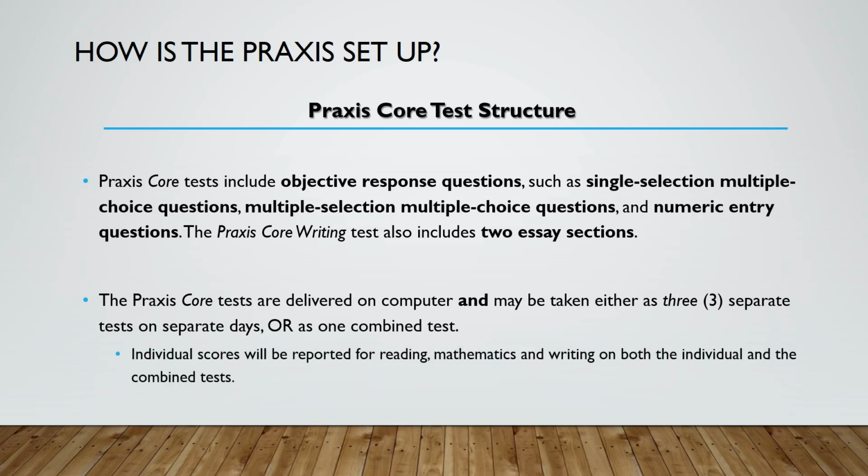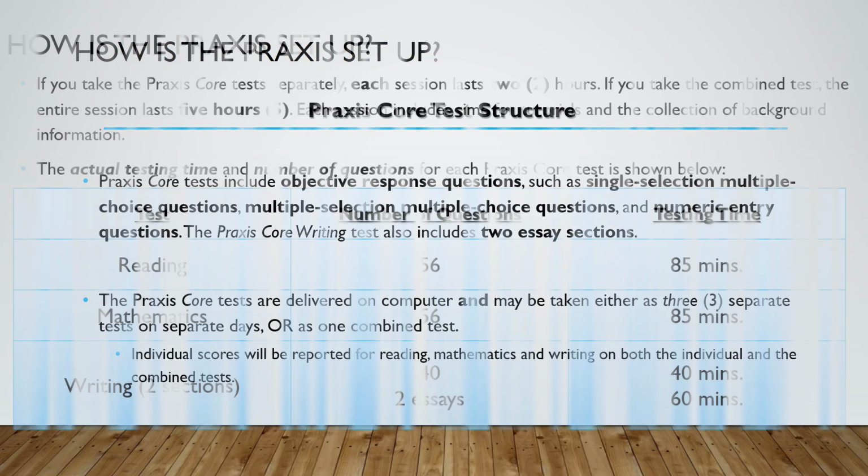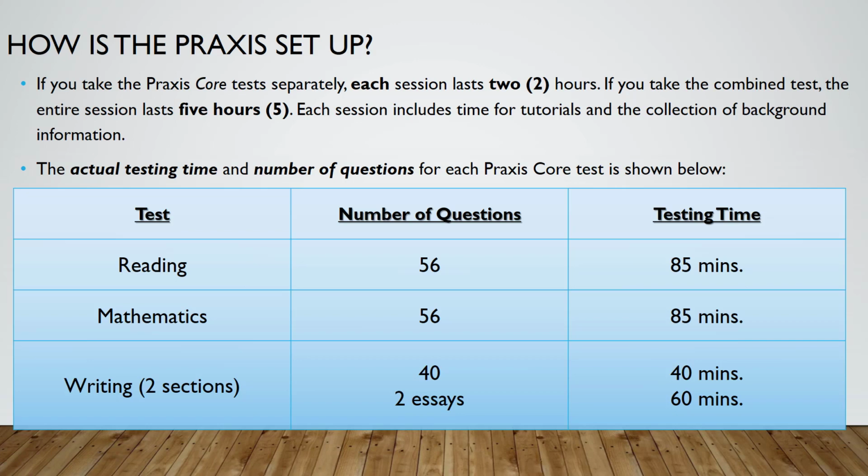Remember, individual scores will be reported for reading, mathematics, and writing on both the individual and the combined tests. If you take the Praxis core tests separately, each session will last approximately 2 hours. If you take the combined test, the entire session lasts 5 hours. Each session includes time for tutorials and the collection of background information. The actual testing time and number of questions for each Praxis core test is shown below.